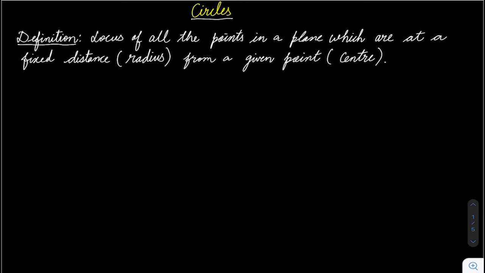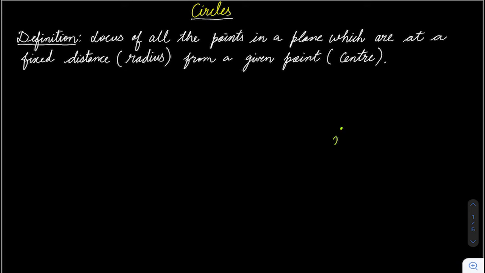So we have just completed the straight lines chapter. Now we are going to move forward with our next coordinate geometry chapter, that is circles. So let's first discuss the definition of a circle, or what a circle actually is. We define a circle as the locus of all the points in a plane which are at a fixed distance, known as the radius, from a fixed given point, known as the center.